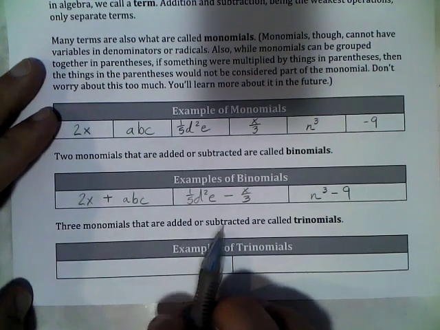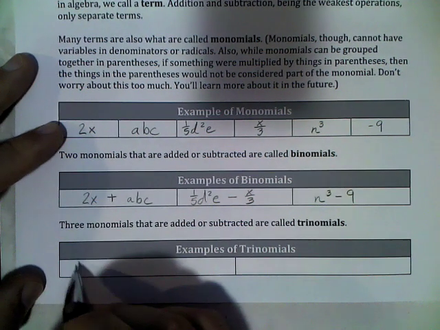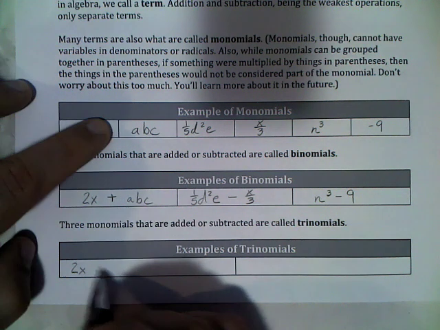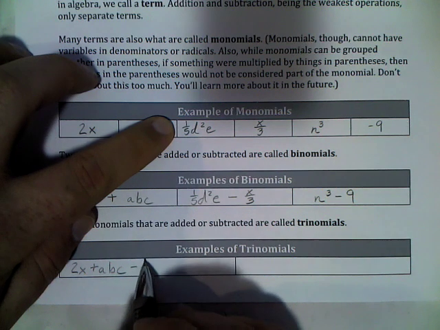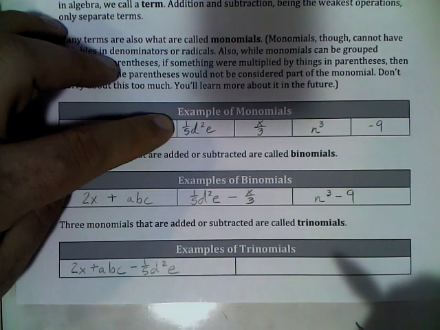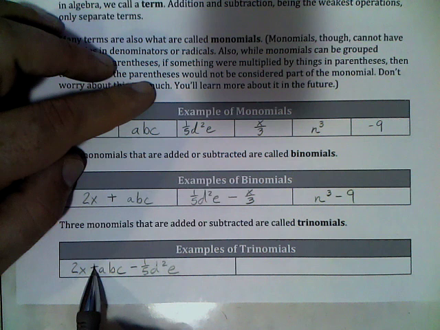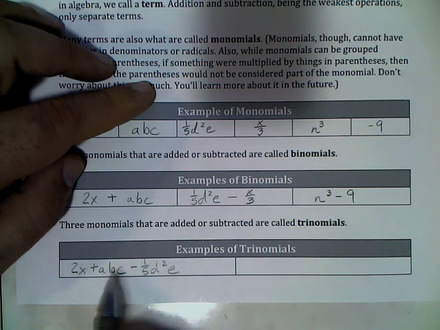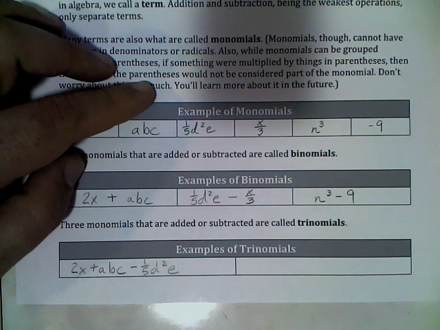Three monomials that are added or subtracted are called a trinomial. So I could have, from up top there, my 2x plus the ABC there, and then let's say minus my 1/5 d squared e. And that would be a trinomial. There's one term, plus says stop. That's the first term. Moving on to the next one, ABC minus stop. That's the second term. And then 1/5 d squared e would be the last term. So 3 terms, that's a trinomial.